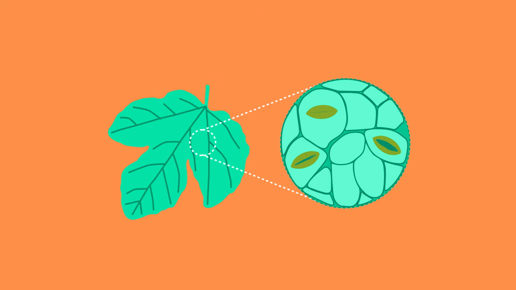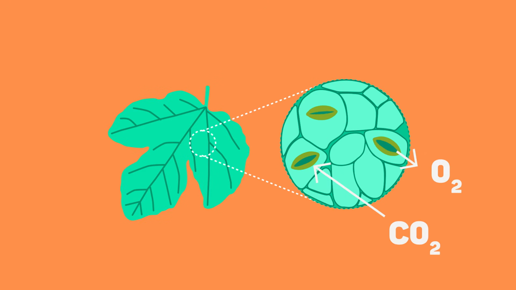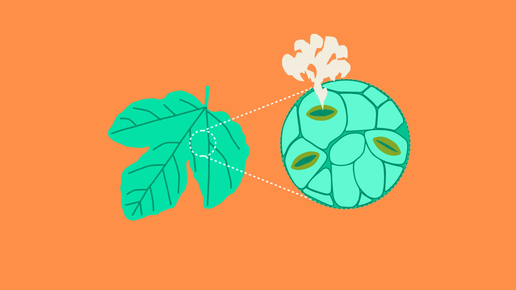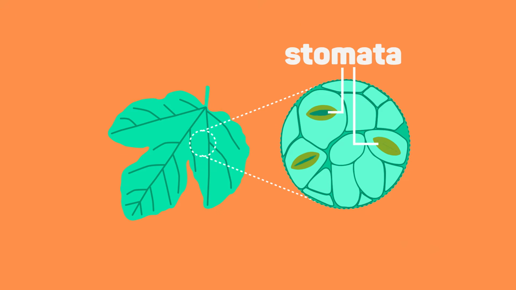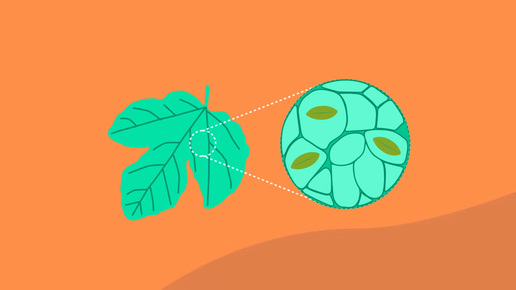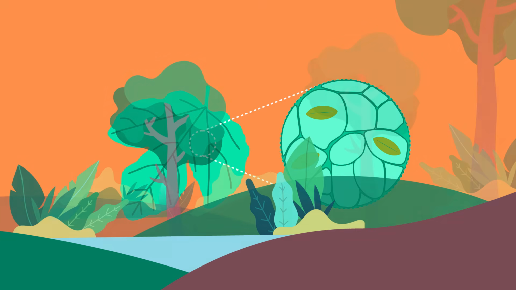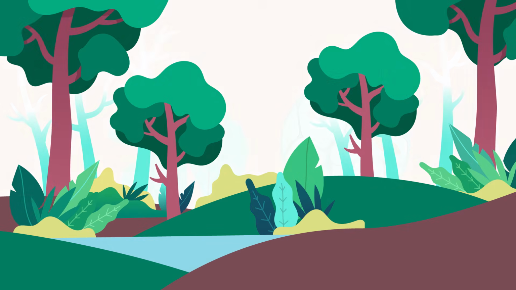The leaves are where the plant exchanges oxygen and carbon dioxide with the air and releases water vapor. Stomata are holes in the leaves that allow these gases to diffuse in and out. This is why you often see clouds forming over forests. Water is released from the leaves in transpiration.